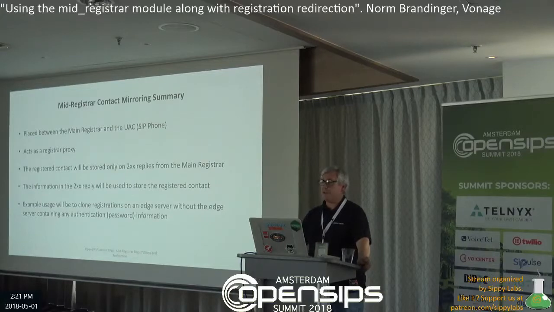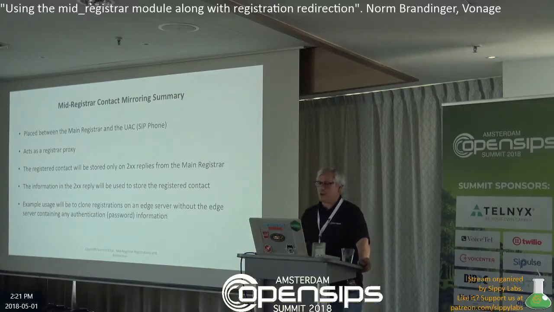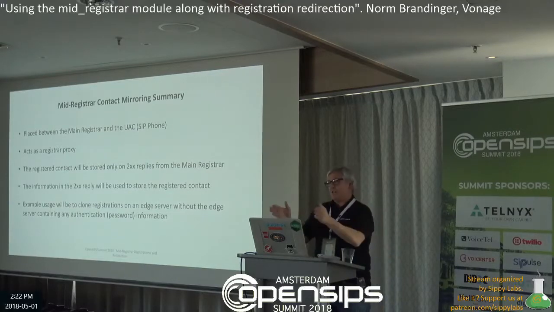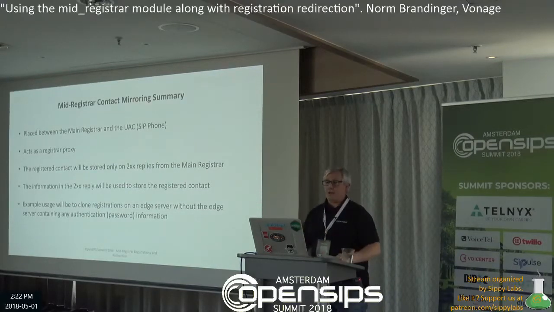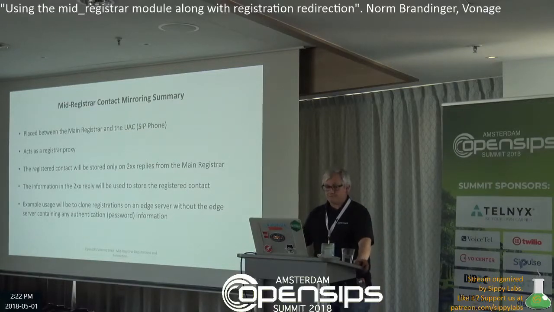The first mode is just mirroring your registrations. You would put this mid-registrar between your client and the main registrar. It basically can act as a registrar proxy, if that's what you want. In some instances, you would put this mid-registrar on your edge. You could certainly have an edge, then a mid-registrar in front of it, and then a main registrar. But that decision is a business decision based on how you're implementing it. One simple way is to put this on your edge.